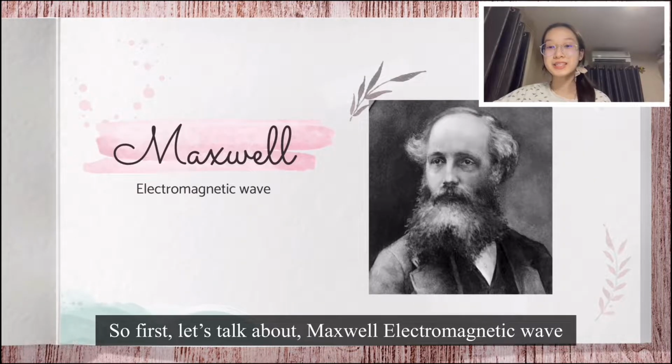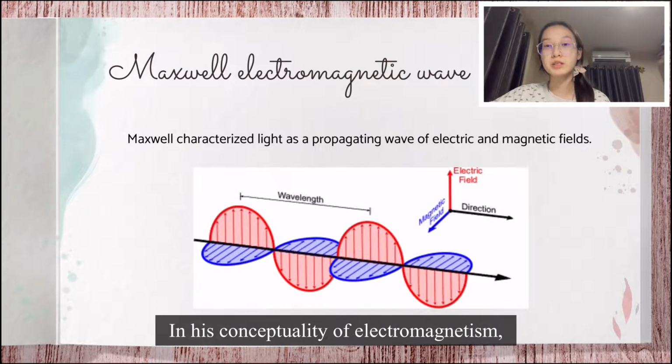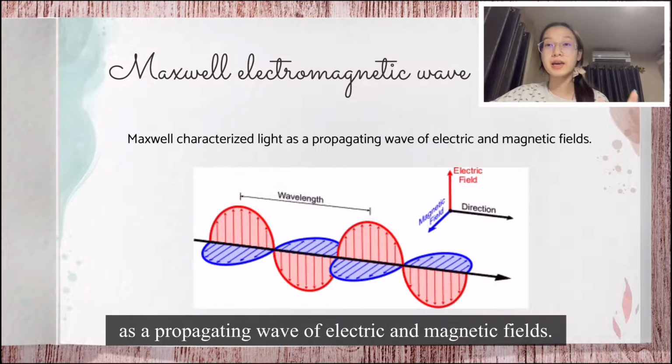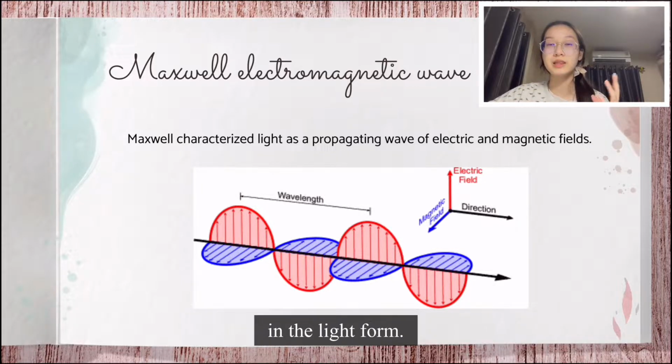So first, let's talk about Maxwell's electromagnetic wave. In his conceptualities of electromagnetism, Maxwell characterized light as a propagating wave of electric and magnetic field. As you can see in the picture, there is a magnetic field and an electric field in the light form.